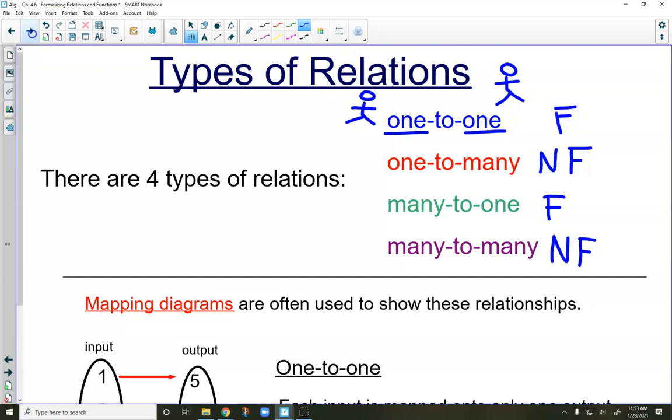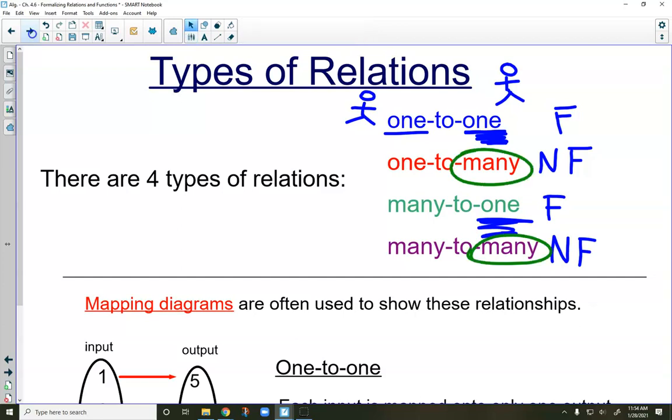The other way to remember this is, if the second word is 1, it's going to be a function. If the second word is many, it's not going to be a function. For a relationship to be a function, each input can only have one output. So if an input has more than one output, it's not going to be a function. Which is why when we see the word many as the secondary word, it's going to be the not function situation. Let's look at this based off a mapping diagram.